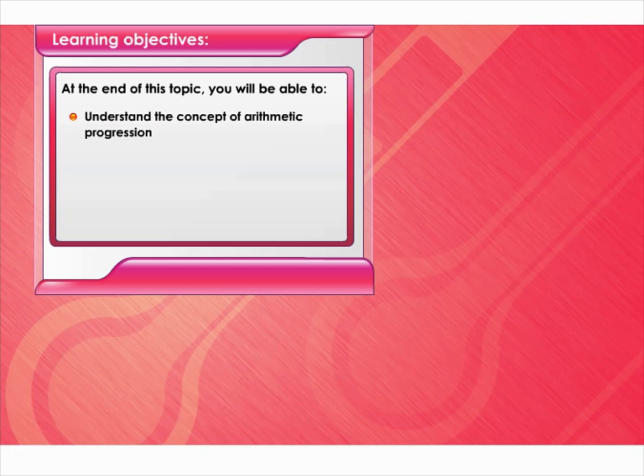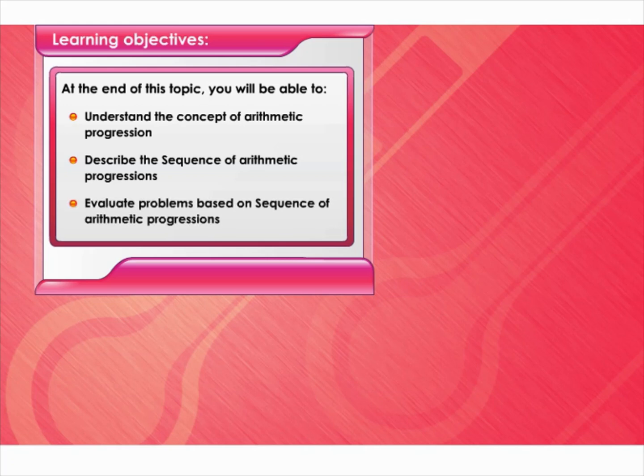Learning objectives. At the end of this topic, you will be able to understand the concept of arithmetic progression, describe the sequence of arithmetic progression, and evaluate problems based on the sequence of arithmetic progression.